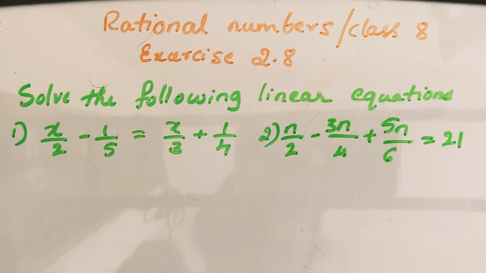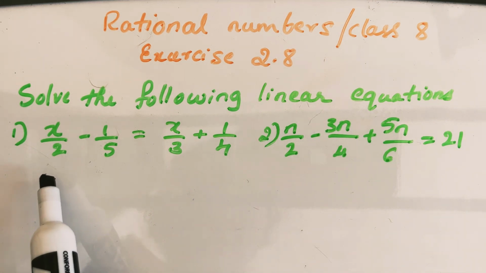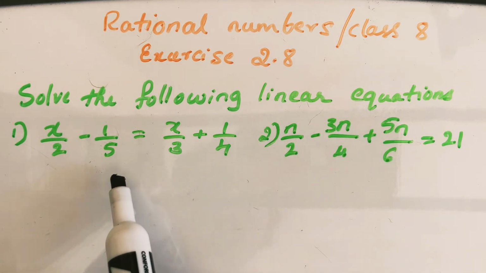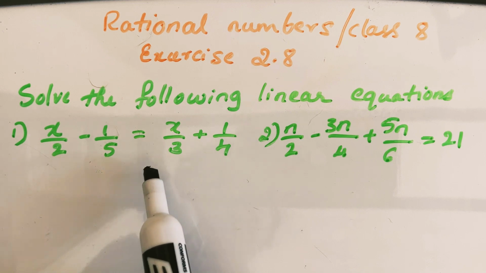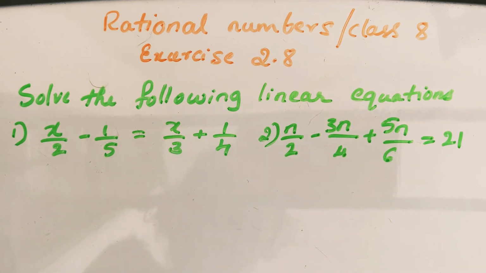Rational numbers for 8th standard. Solve the following linear equations. First equation, x divided by 2 minus 1 over 5 is equal to x over 3 plus 1 over 4. Let's solve this equation.